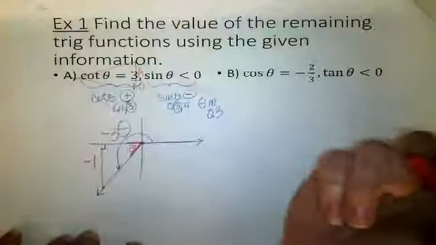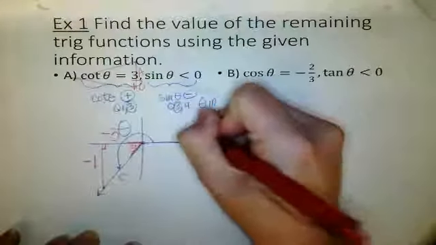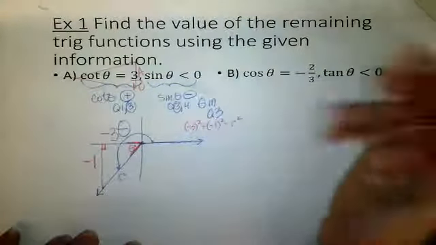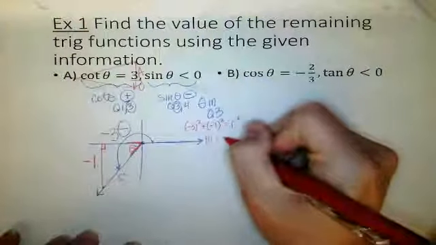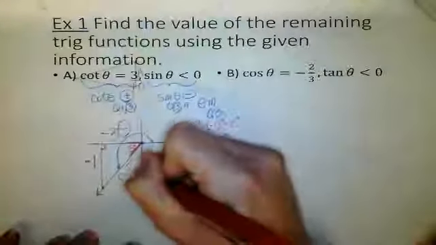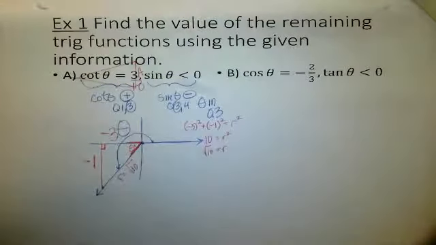What do we need to do next? Find the third side. I'm going to call it r. So negative 3 squared plus negative 1 squared equals the radius squared. 10, yes. And so we get radical 10 for our radius. And radical 10, that radius is always positive. Always, always.